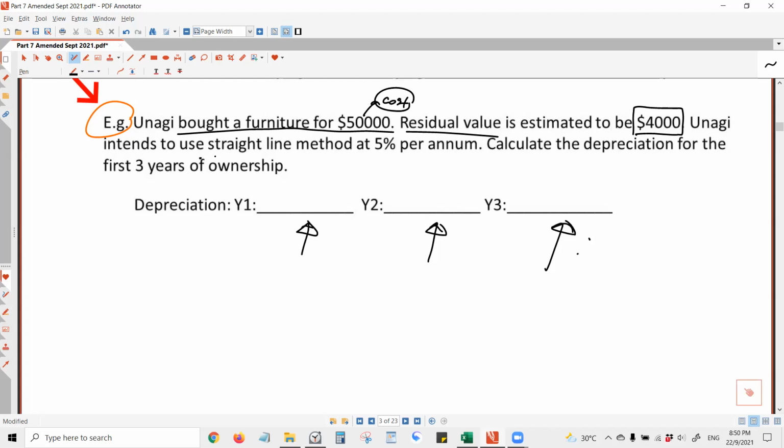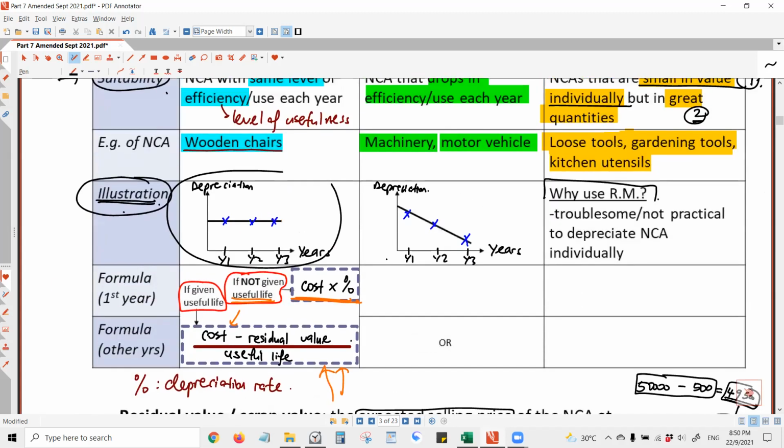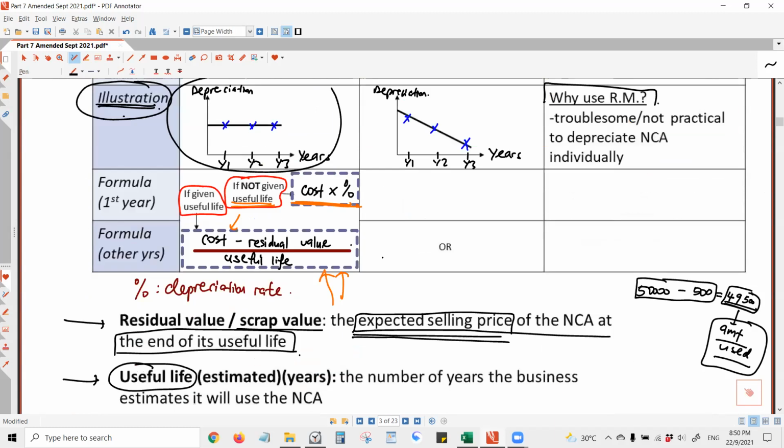Unagi intends to use straight line method. Just now I told you, after you know that you should use straight line method, the next step will be to see whether you are given useful life or not. Are you given useful life? Let's see.